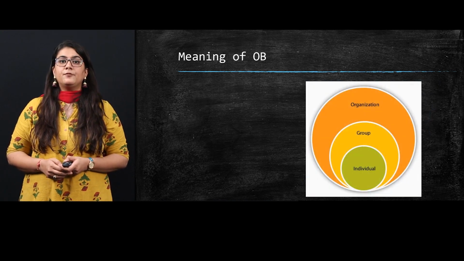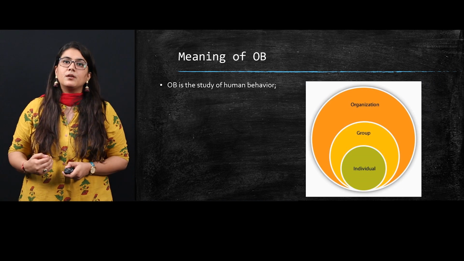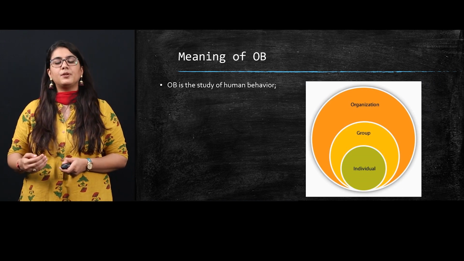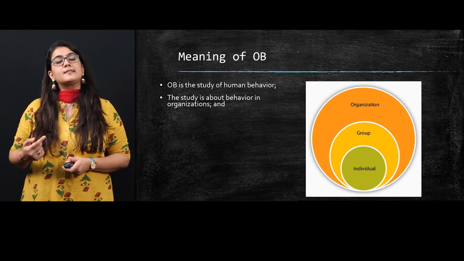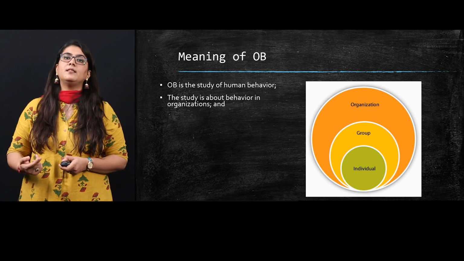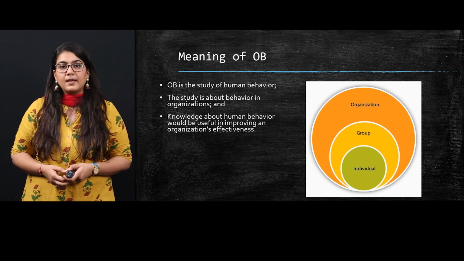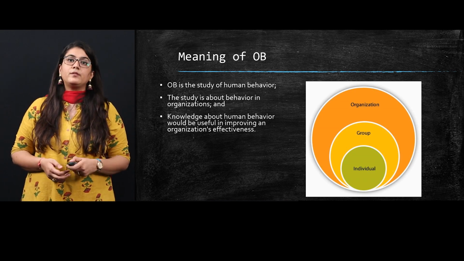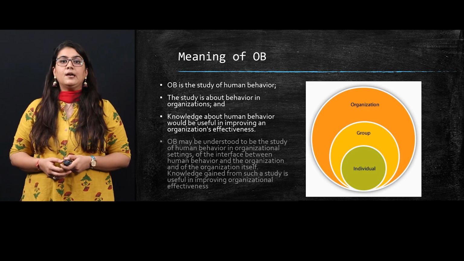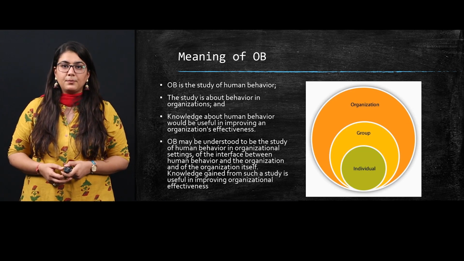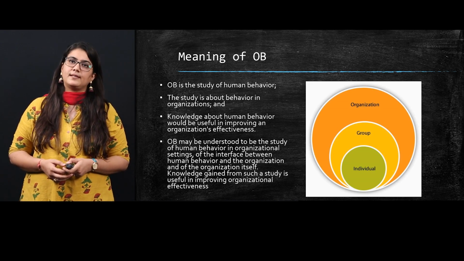Meaning of OB. First, OB is a study of human behavior. It is very common. OB studies a human. OB studies an employee. So it is human behavior. The study is all about behavior in the organization. It studies the behavior of a human only in the organization. So it is done within the organization. And third, knowledge about human behavior would impact the increasing of efficiency of the organization in a company. Thus, OB may be understood as the study of human behavior in the organization and with the inference of its effectiveness in the organization.